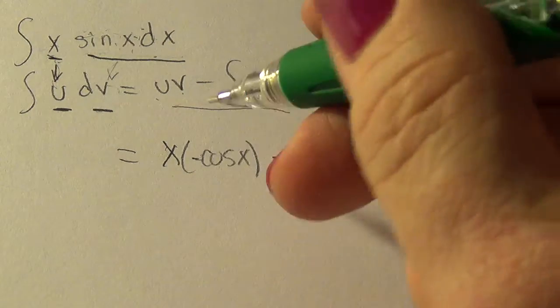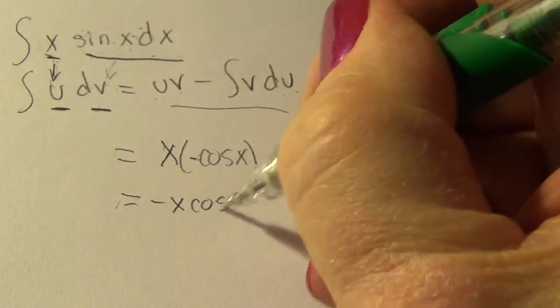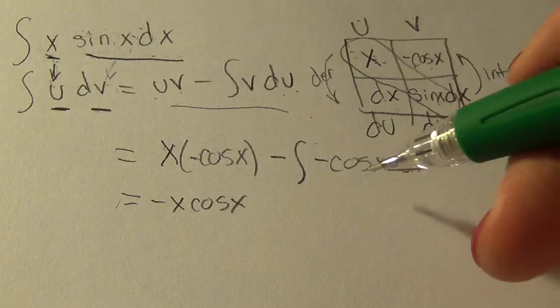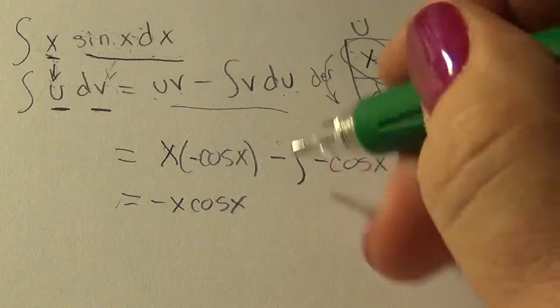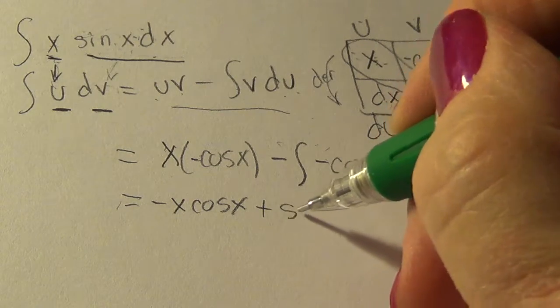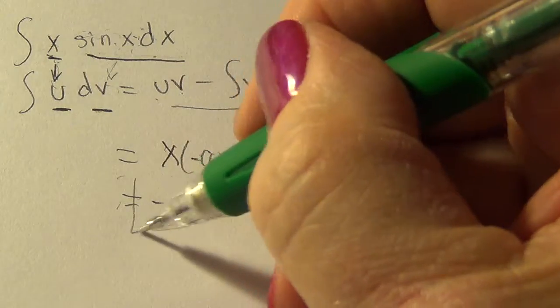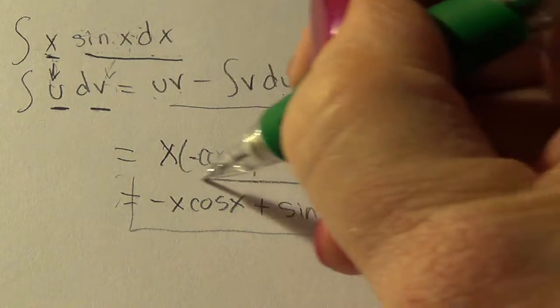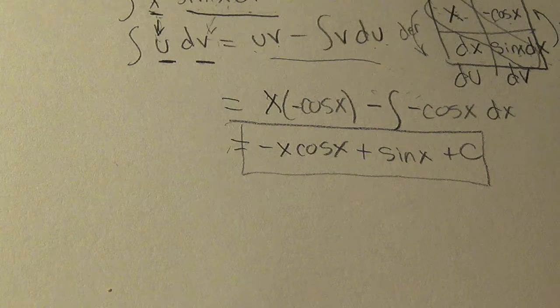So x times minus cosine of x looks like that. The integral of cosine is sine. We have a double negative here causing a positive. So I just have sine x plus c. This is the answer to my problem. Let me show you one more, and then I'll let you experience these in class.